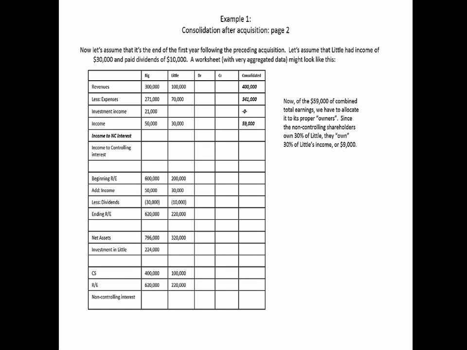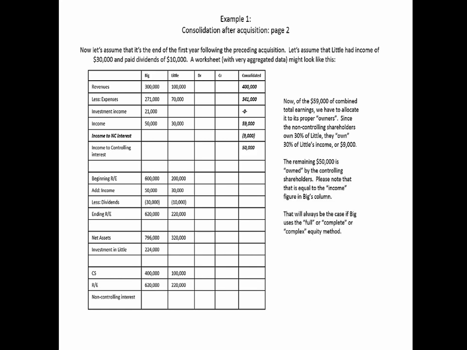Now, of that $59,000 of combined total earnings or consolidated net income, the controlling shareholders don't own all of that. The non-controlling interest has a claim on 30% of Little's income. Again, Little's income is $30,000. The non-controlling shareholders own 30% of that, or $9,000. So we're going to allocate away $9,000 of that consolidated income to the non-controlling shareholders, leaving the remaining $50,000 for the controlling shareholders.